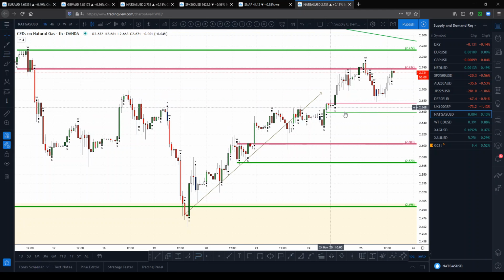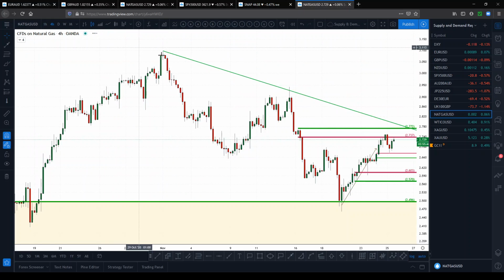Just didn't make entry. Just didn't. And its target one is well beyond hit. We're back into that supply. I was looking at this morning and wanted to get long into this area just to join that trend, but it was so strong it just didn't come back to the level.